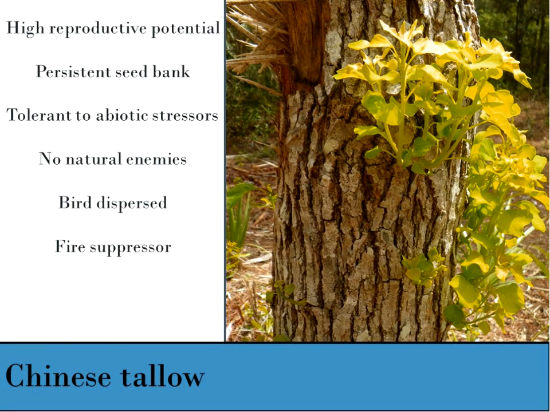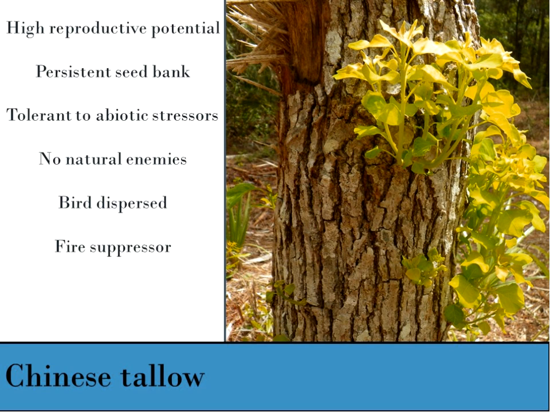Why is Chinese tallow tree such a problem in our southeastern forests? It has high reproductive potential. It can produce fruit at 3 years old under the right conditions. It's able to produce stump sprouts and root sprouts. It also has the ability to produce over 100,000 fruit per mature tree. So it just has this really large reproductive potential.